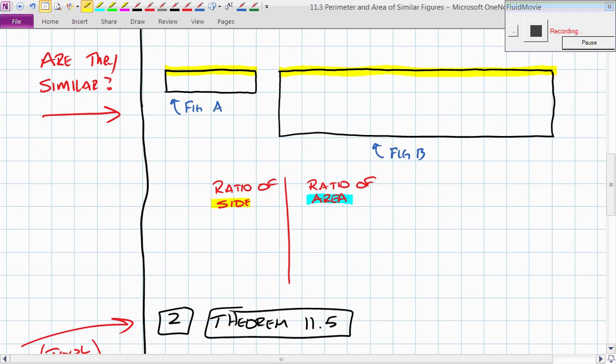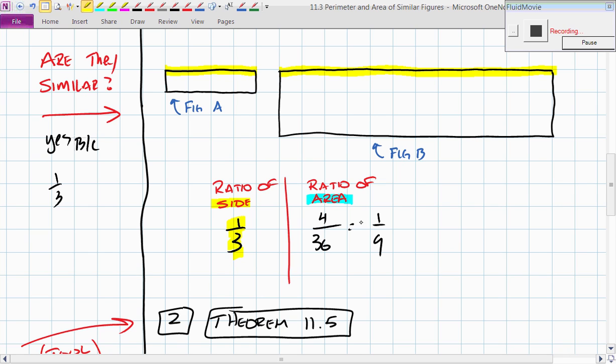It says yes. Why do you say yes? Because each side is, for this, 1 to 3. So he says yes, they're similar because they're in proportion of 1 to 3. Okay, so the ratio of the sides is 1 to 3. What's the ratio of the areas? What's the area of figure A? 4. What's the area of figure B? 36. Oh, same thing. So that would be what? 1/9. Okay, so now here's the question.